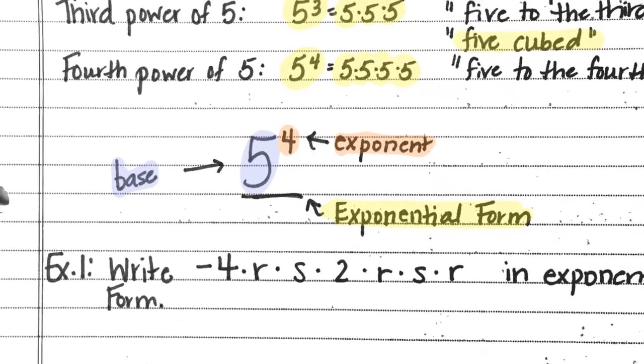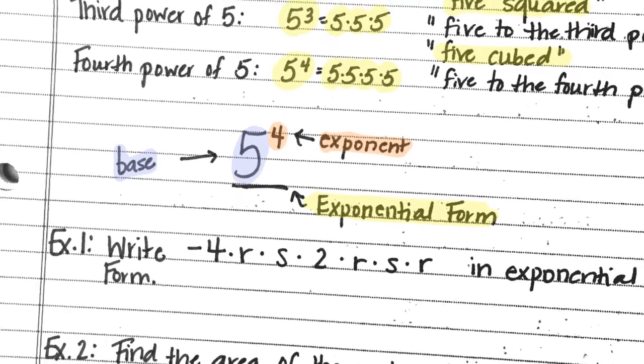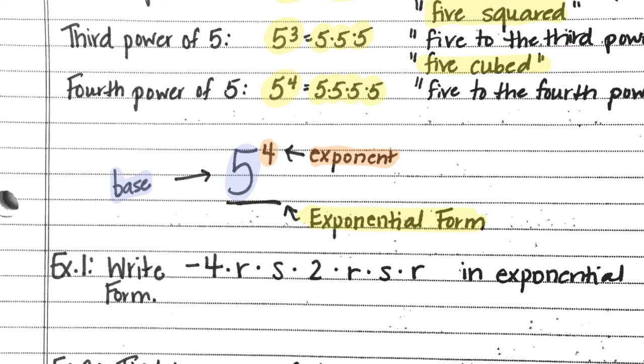Write -4 times r times s times 2 times r times s times r in exponential form. So let's multiply the numbers first. -4 times 2 is -8. And we are going to go in alphabetical order, so r then s. So we have 1, 2, 3 r's, so we'll call that r to the third power. And 1, 2 s's, so we'll call that s squared. So the answer is -8 r to the third s squared.